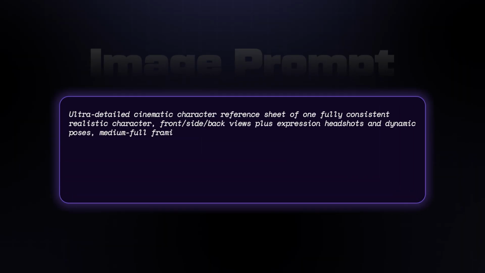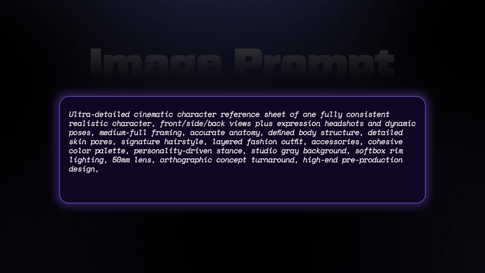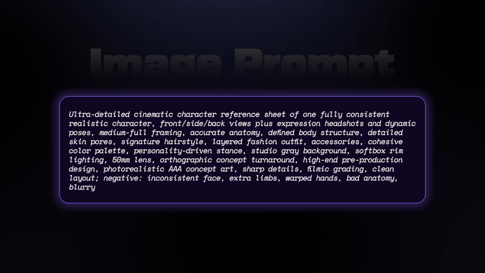It says, ultra-detailed cinematic character reference sheet of one fully consistent realistic character. Front/side/back views plus expression headshots and dynamic poses, medium to full framing, signature hairstyle, layered fashion outfit, accessories, cohesive color palette, personality-driven stance, studio gray background, softbox rim lighting, 50mm lens, orthographic concept turnaround, high-end pre-production design, photorealistic AAA concept art, sharp details, filmic grading, clean layout. Negative: inconsistent face, extra limbs, warped hands, bad anatomy, blurry, low-res, text, logos. Make sure all texts are legible.